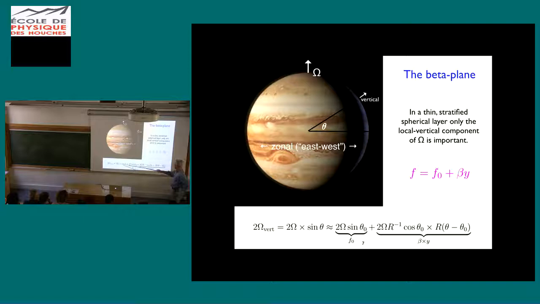And right, it's horrible notation. I really think Rossby made a mistake. It's f naught plus beta y. Why couldn't he have written f naught plus f1 y? Then we'd have the f1 plane. But we're stuck with the beta plane, and we're using Rossby's notation.